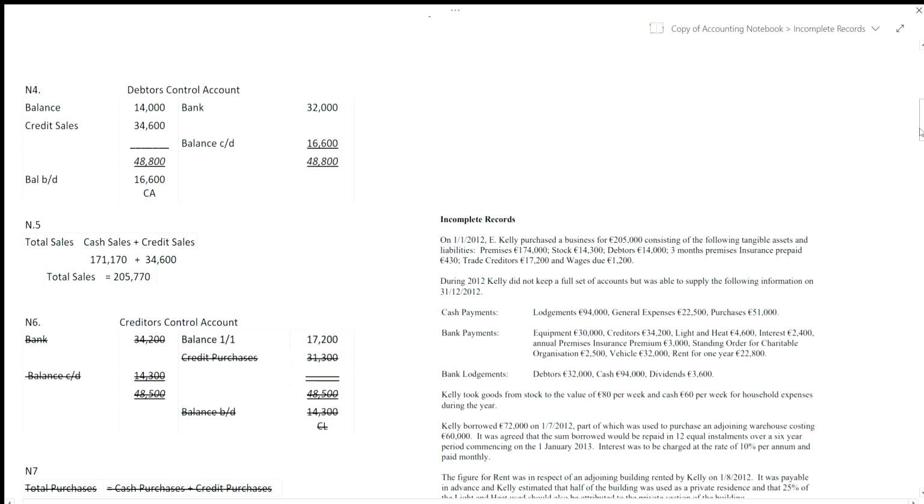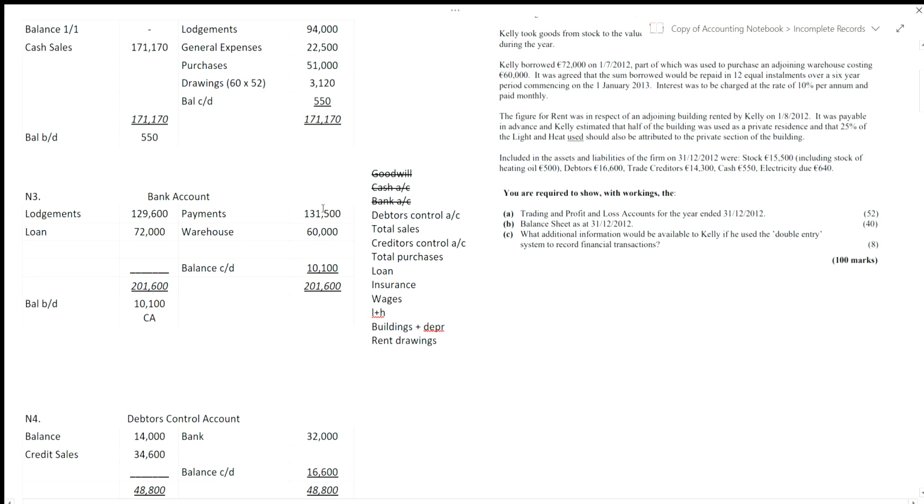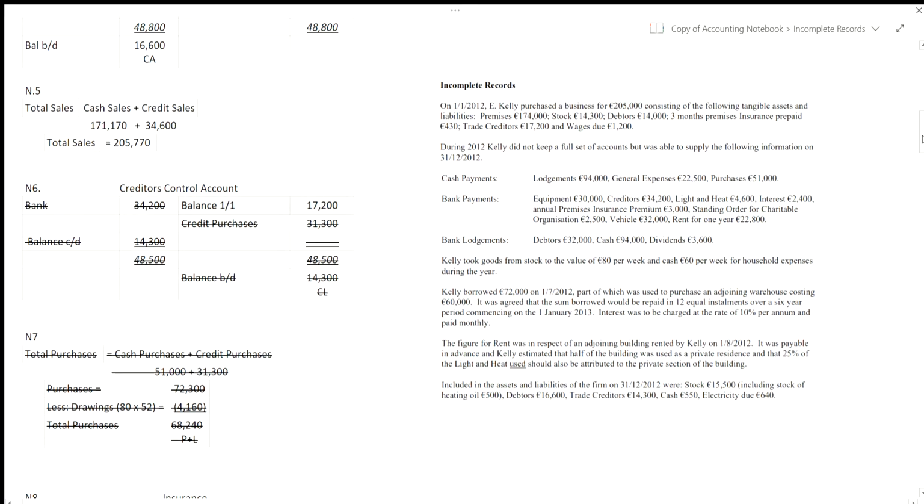So let's go up to my bank account here. And in my bank account, I can see that my payments are on the credit side. So if it's on the credit side here, what is this bank payment? Where is it going to go? Bank payment here is going to go down here on the debit side. Because that bank payment is money coming out of my bank, it'll be on the credit side of my bank account, therefore it'll be on the debit side of this account.